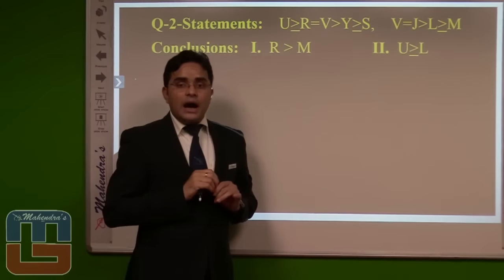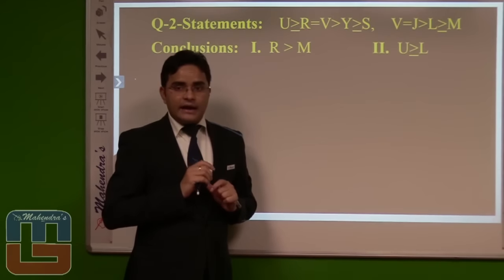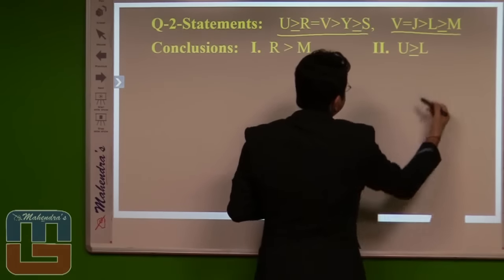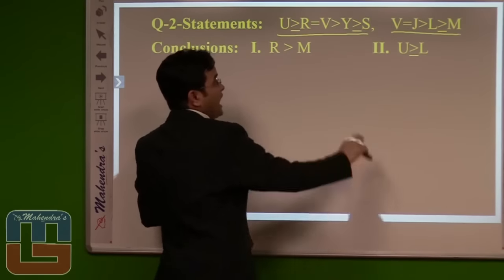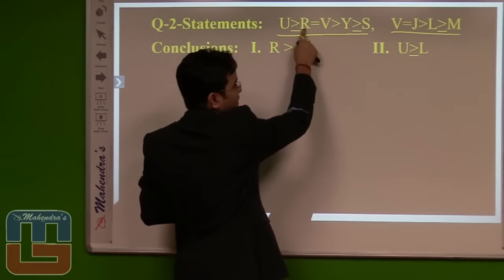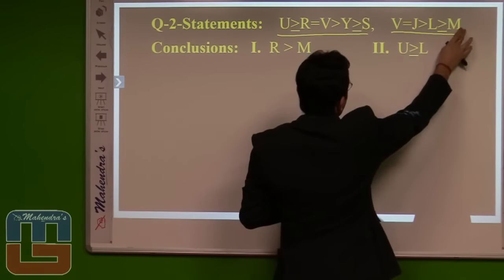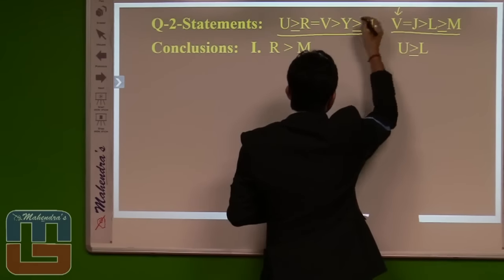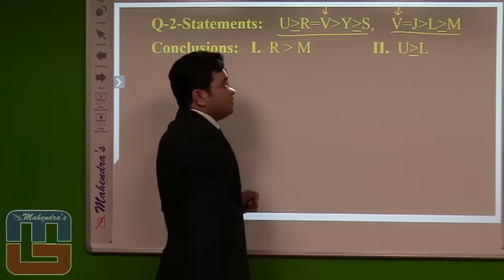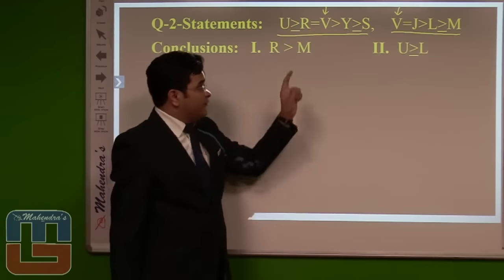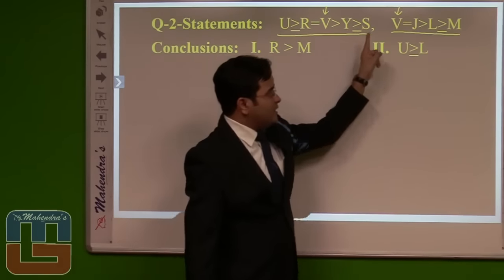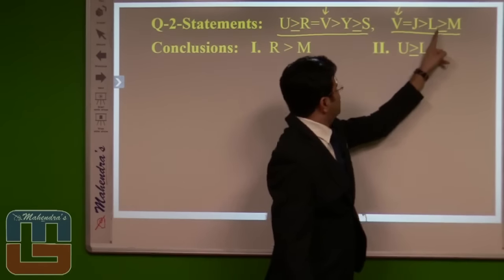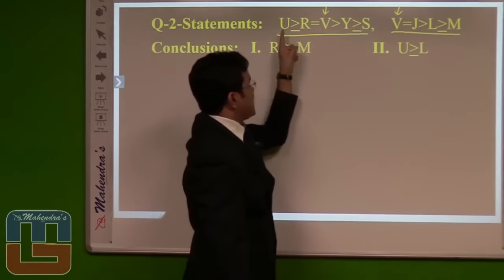You have to check between R and M. Now what you have to do? You have to find the common element between these two statements. So R is one element here and M is in this one. Here you can see that V is the common element between these two. V and V. Got it? It means from R to V we have to move and then we have to switch in this statement V to the next one, M.